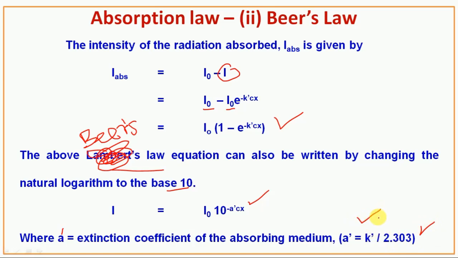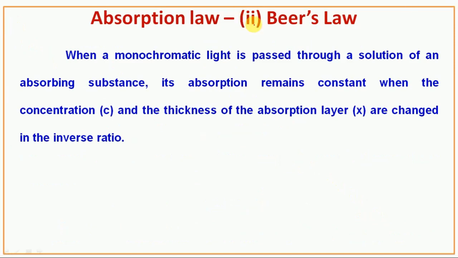A prime is equal to k prime by 2.303. Next, absorption law, the Beer's law, the final conclusion. When a monochromatic light is passed through a solution of an absorbing substance, its absorption remains constant when the concentration C and the thickness of the absorption layer are changed in the inverse ratio.